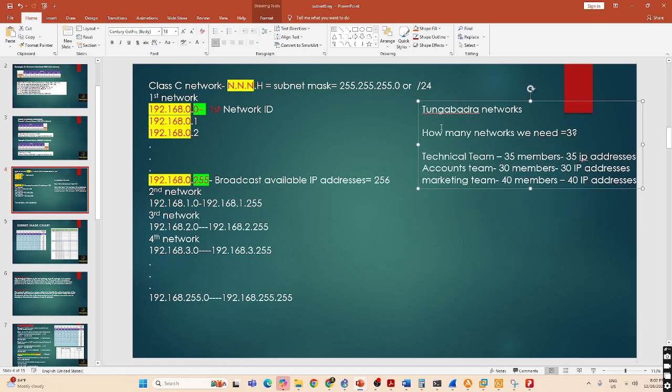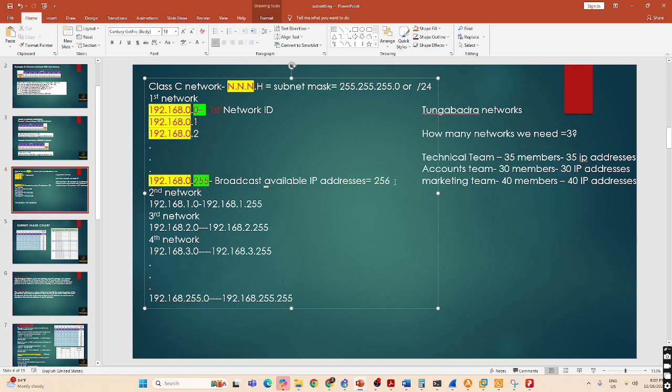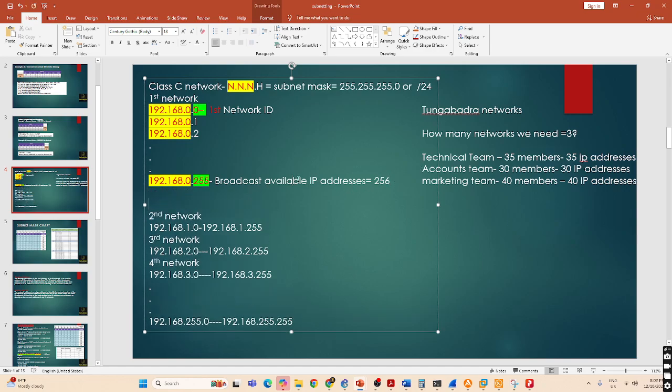Okay. And one more thing I forgot to tell you here. See, these are the available IP addresses. Out of these available IP addresses, the first IP address, where the host bits all become 0, is called the network ID. The last IP address in this network, where the host bits all become 1, we call the broadcast address, and we are not using these IP addresses. These 2 addresses we are not assigning to any computers.